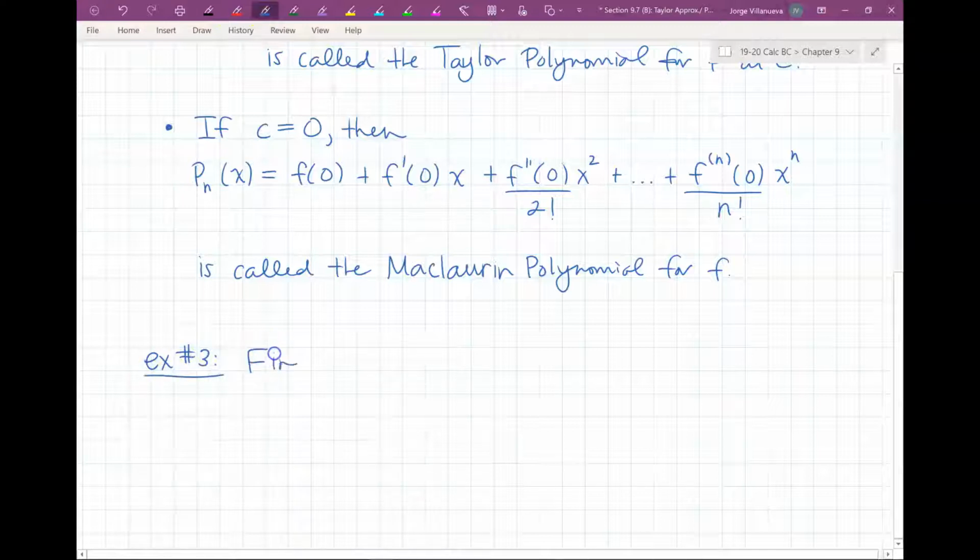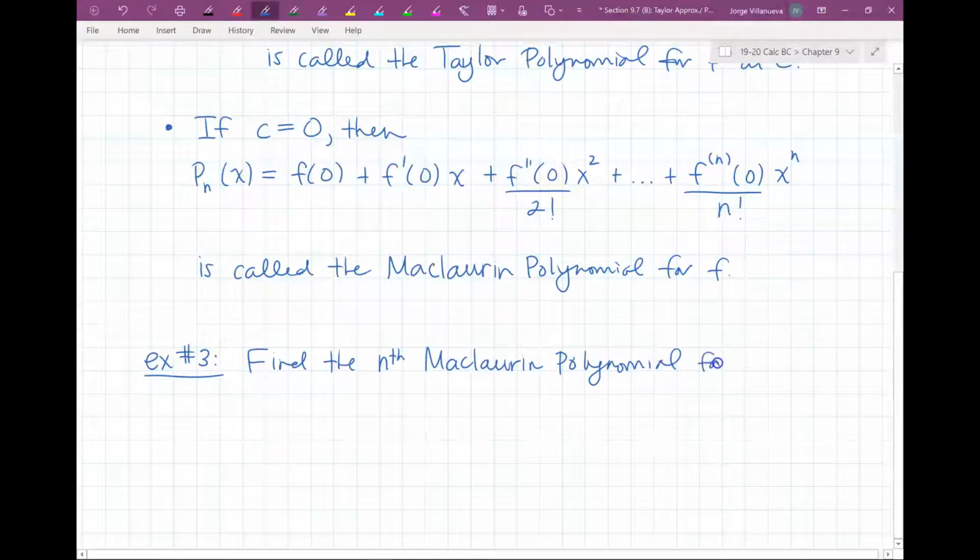So find the nth Maclaurin polynomial for f of x equal to e to the x. Again, I know we're using the same function, but I just want you guys to get used to it with one. We'll move on to sine and cosines and stuff right now. But let's find the nth Maclaurin polynomial.